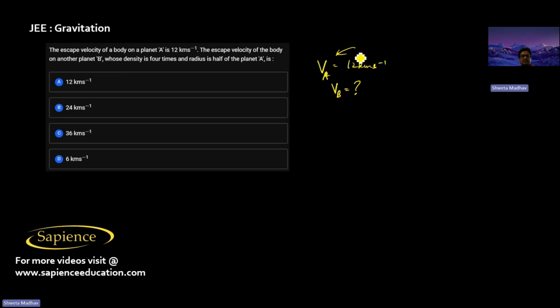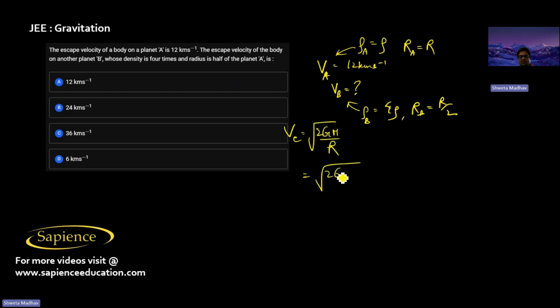So if the density of planet A is rho, then the density of planet B is 4 times rho. And the radius is half, so if the radius of planet A is R, then the radius of planet B is R by 2. We know that escape velocity is given as root of 2GM by R, which is equal to root of 2G into 4 by 3 pi R cubed into rho by R. The constants will cancel, so the escape velocity is proportional to the square root of rho R square. Which means escape velocity is proportional to root over rho into R.